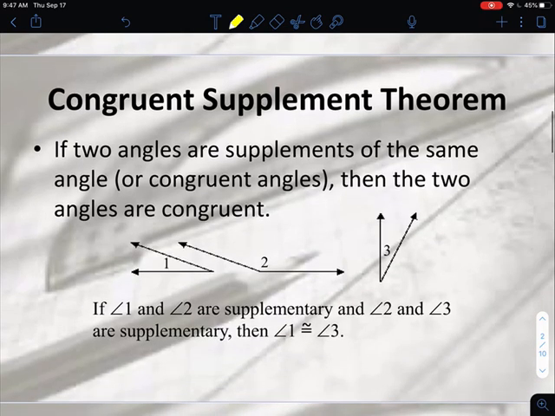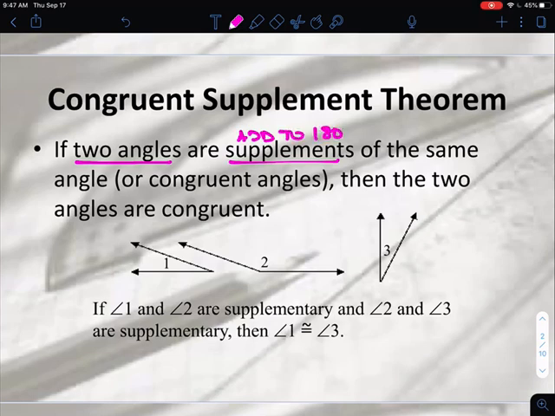The next piece here is kind of a new idea. It's fairly intuitive, but at the same time, it's one that we're not going to use a whole lot over the course of the chapter here, but it is something you might see. So the congruent supplement theorem simply says if there are two angles that are supplements, and remember supplements means add to 180.